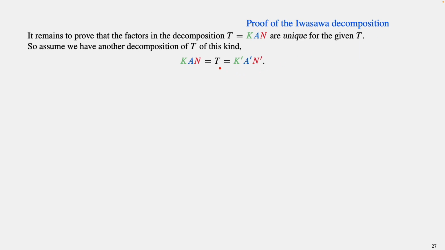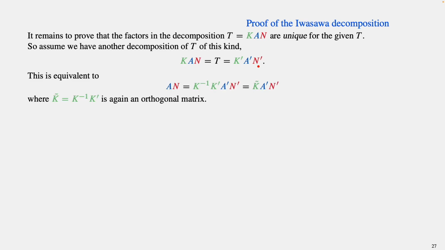So let's assume we have another decomposition of T, which is of this Iwasawa kind, so say K prime, A prime, N prime. And our goal will be to show that then these have to be identical factor-wise. So if we're given an equation like this, then it is equivalent to A N equal to K inverse times K prime times A prime times N prime. We can simply multiply on the left by K inverse, move it over here. And because this is a product of two orthogonal matrices, the product is again an orthogonal matrix, so we can summarize this for short in a matrix K tilde.